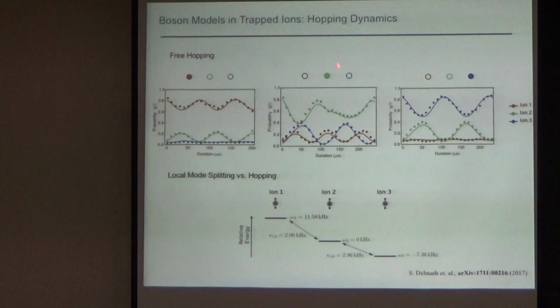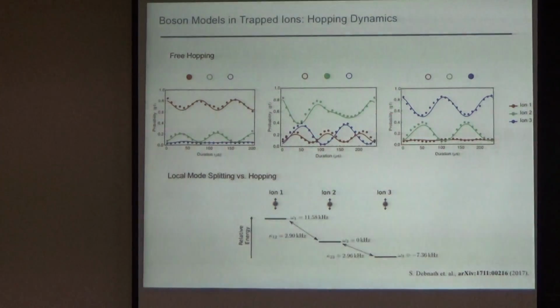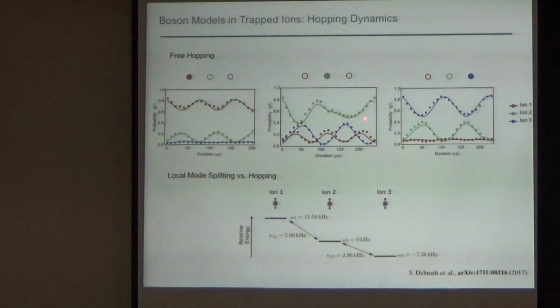If the phonon is in the middle ion, then it hops to either. If it's on the right ion, then it hops mostly to the middle one. So there is asymmetry. All of these don't look very symmetric. They're nice, but they're not very symmetric.